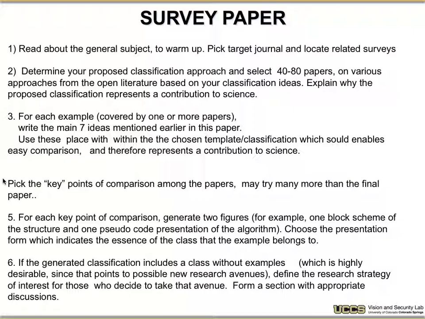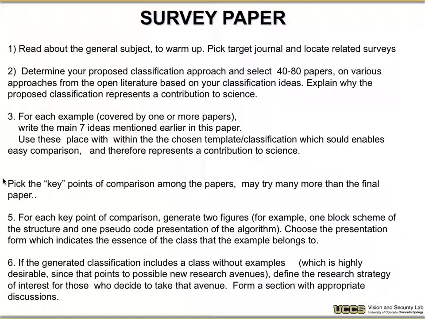So you want to determine your proposed classification approach and select 40 to 80 papers on various approaches from the literature based on your classification ideas. Now this is the trickiest part, because if you choose a classification, you'll get one set of 40 or 80 papers. If you change the classification, not all those papers will fit in the classification. There's a little bit of iteration here. You might actually be going through more like 120 papers to get your 40 or 80, depending on how much you change your idea a couple of times. But if you want a good survey paper, don't stick with it just because you found 40 and I can make a paper around them. You could do that for this assignment, but that's not really practicing the right way. You want to figure out, what can I really turn into an interesting story out of these papers?